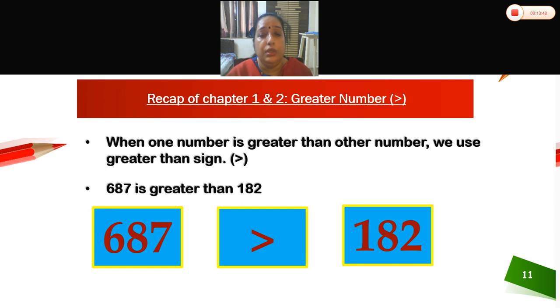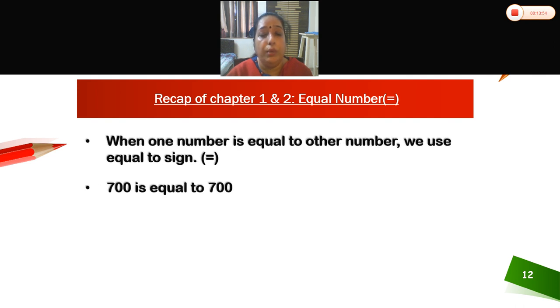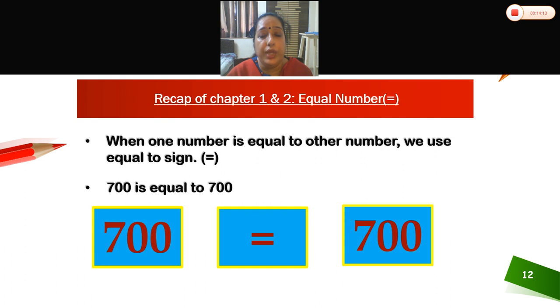Now next we will come to the next topic, that is equal number. What is equal number? When one number is equal to the other number, we use the equal to sign. For example, in words we write 700 is equal to 700. Now we are going to put the sign, that is 700 is equal to 700.